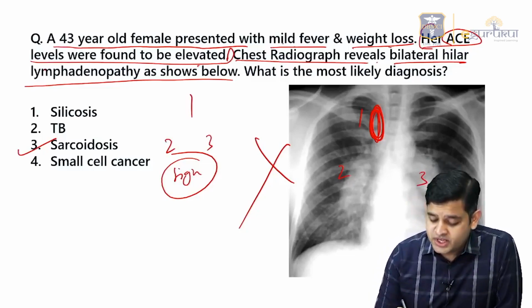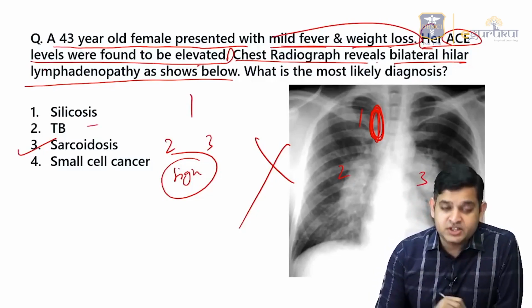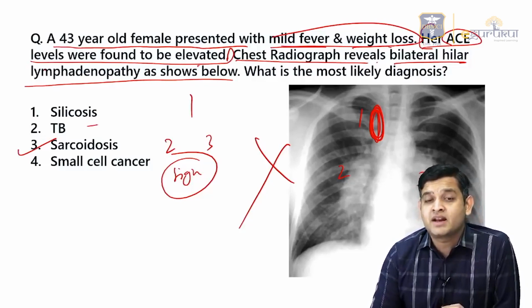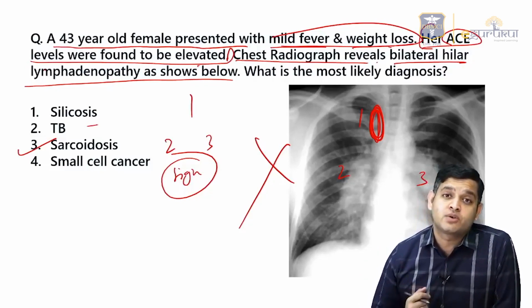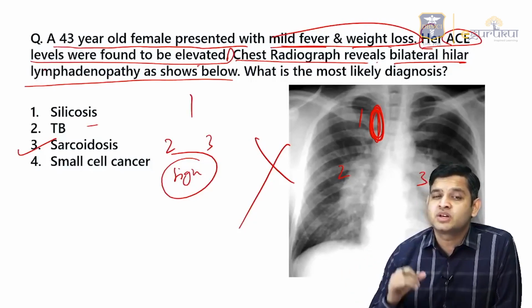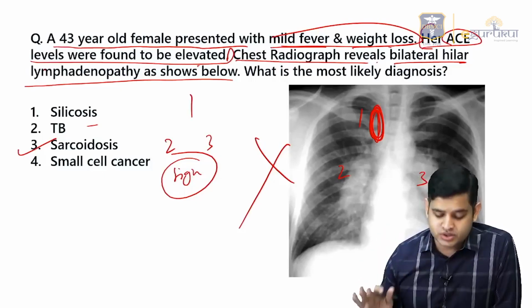Do not make this mistake, that with fever and weight loss, you immediately jump onto TB. The examiner will not give you the history of increased ACE level and specifically bilateral hilar lymph nodes. Bilateral hilar lymphadenopathy with increased ACE level is virtually diagnostic for sarcoidosis. Okay.